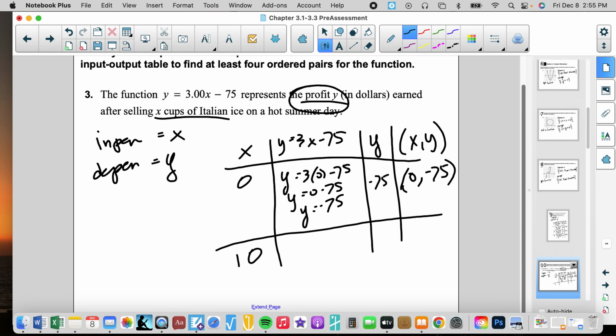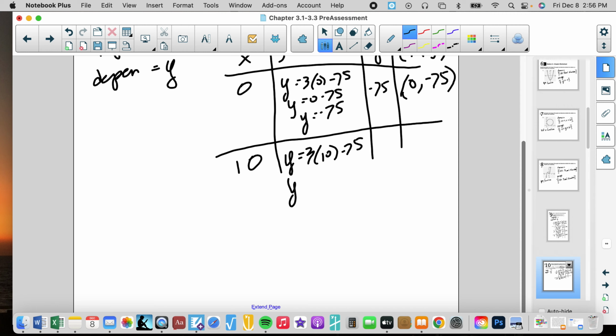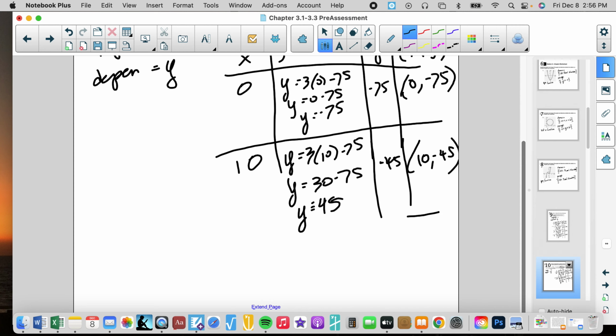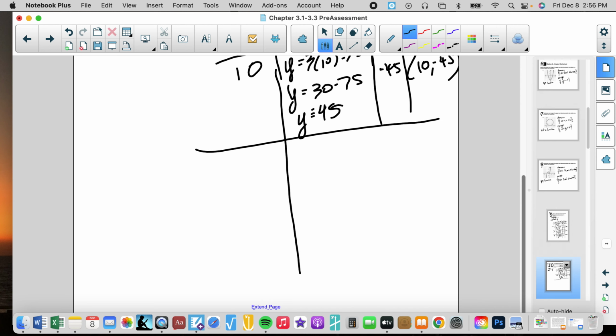So let's change it up. Let's not go 0, 1, 2, 3. We've already done that. Let's try 10. So 3 times 10 is 30 minus 75. y equals negative 45. So even after selling 10 Italian ices, I'm still in the hole. I'm still in the red. I still am not making a profit yet in my business.